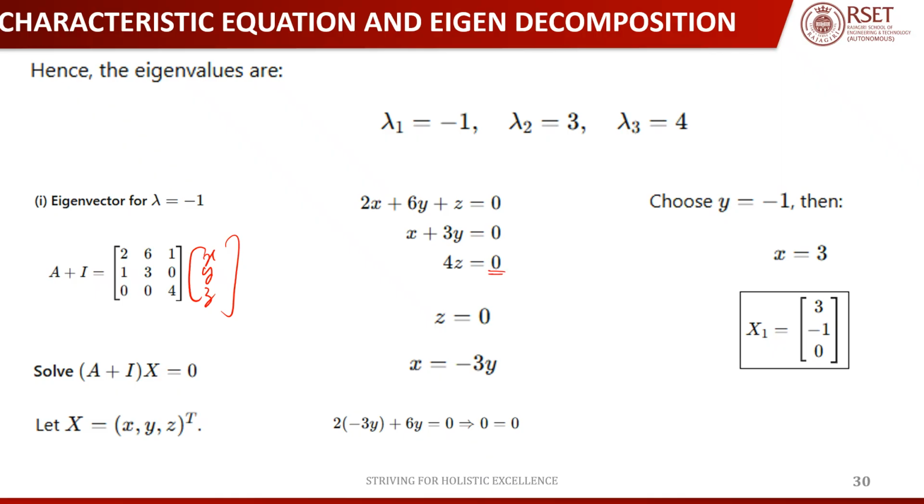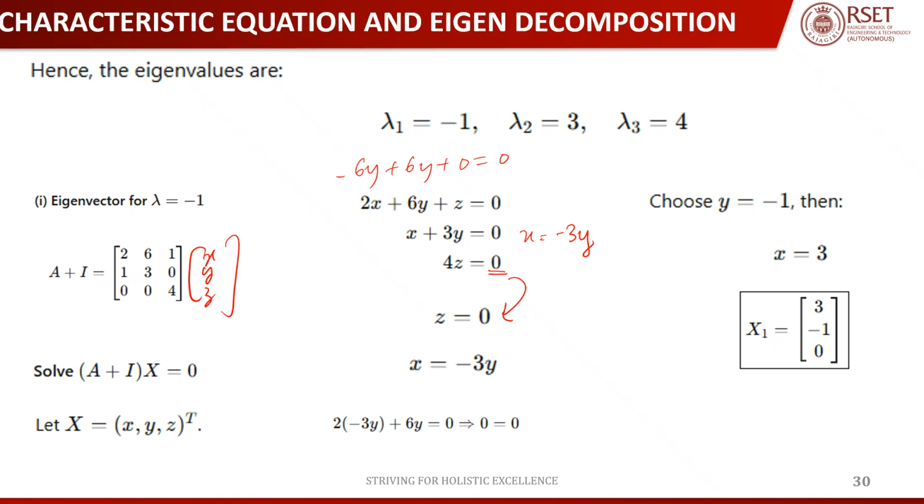From here you have z is equal to 0, and from here you have the equation x is equal to -3y. While substituting x is equal to -3y and z is equal to 0 here, what you have is -6y plus 6y plus 0 is equal to 0, which means 0 is equal to 0. So this equation is consistent.